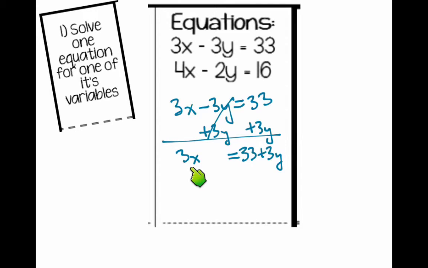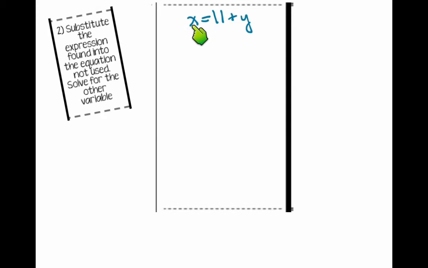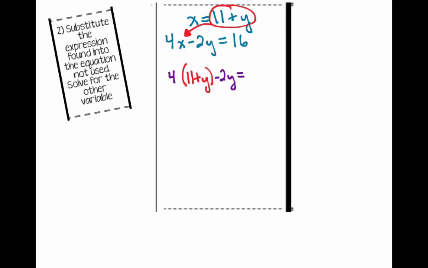Need to keep isolating for x, so I'm going to divide each term by 3. And I end up with x equals 11 plus y. So now I'm going to take the other equation, which was 4x minus 2y equals 16, and I'm going to plug my expression for x in for x. When I rewrite that, I'll have 4 times, instead of x, this expression, 11 plus y. Again, I'm going to put that in parentheses. Copy down the rest of my equation: minus 2y equals 16.